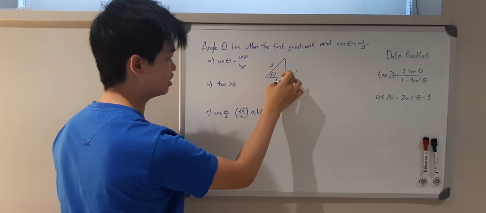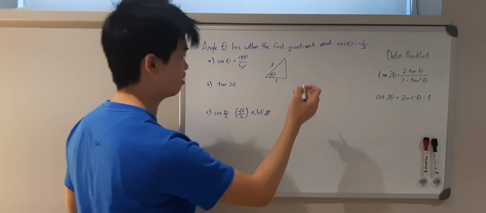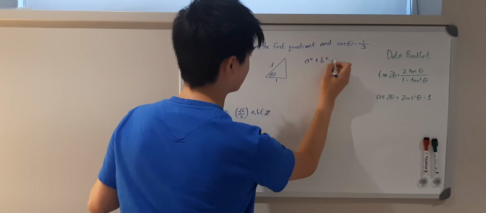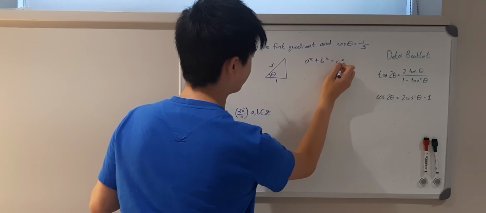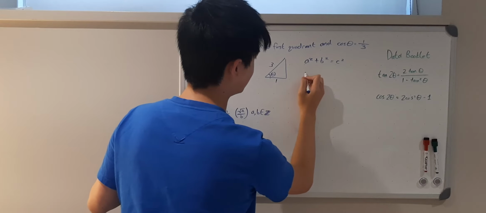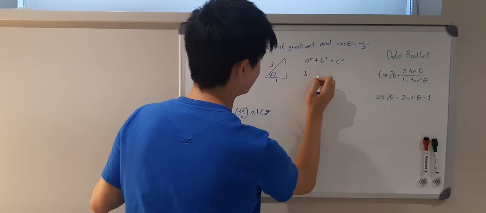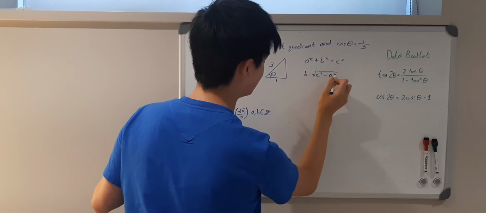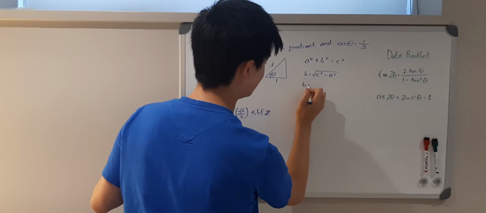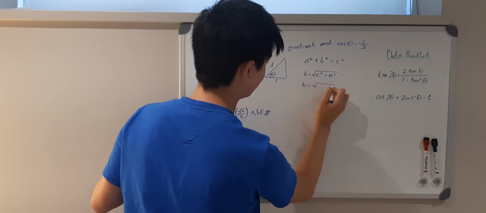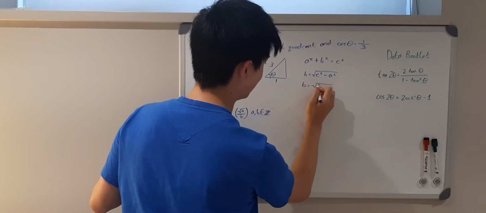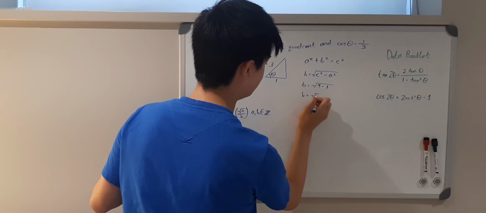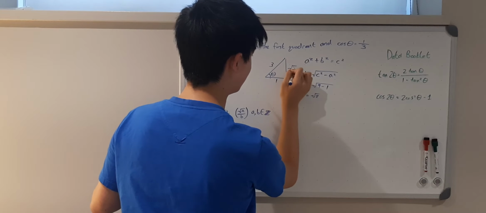So we have to first find this length, and we can use the Pythagorean theorem. a squared plus b squared equals c squared. Let's rearrange it. So b equals the square root of c squared minus a squared. So b is equal to the square root of 3 squared, which is 9, minus 1 squared, which is 1. So b equals root 8. We'll just put root 8 right here.